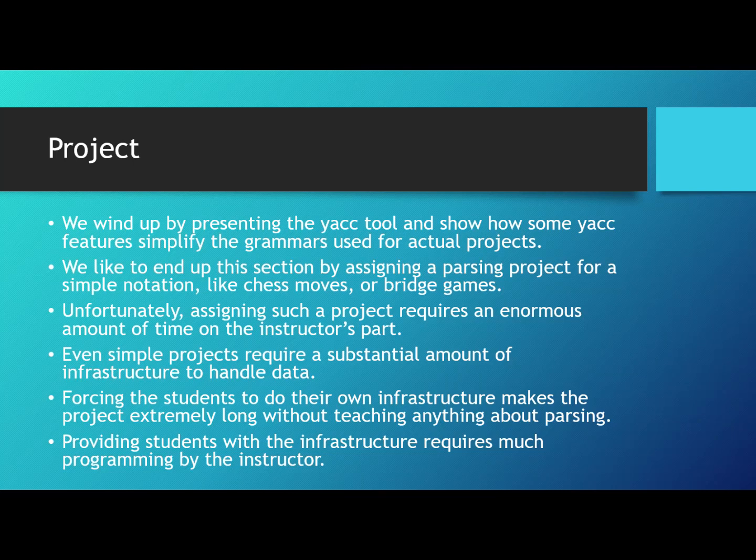And we'd like to end up by assigning a parsing project for simple notation like chess moves, bridge games, or a myriad of other things. Only one per semester, of course. But unfortunately, assigning such a project requires an enormous amount of time on the instructor's part. Even simple projects require a substantial amount of infrastructure to handle and store data and recover the data at the proper time. And forcing students to do their own infrastructure makes the project extremely long.